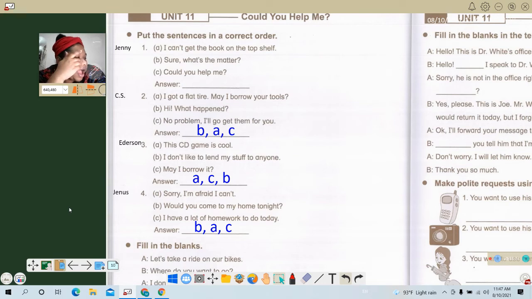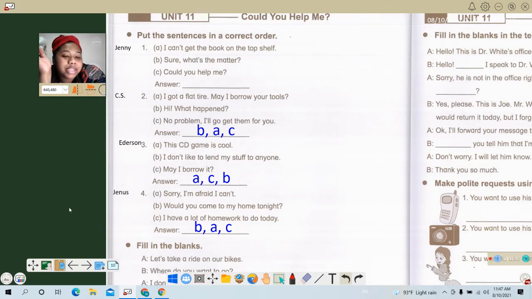So is this correct now? Yes. So you need to say sorry first, like in the example, do you like cake? Yes, I do. So here you're just saying the same thing. Sorry, I can't. And then you can say why. Because I have a lot of homework to do. So the correct answer here would be, would you like to come to my home tonight?